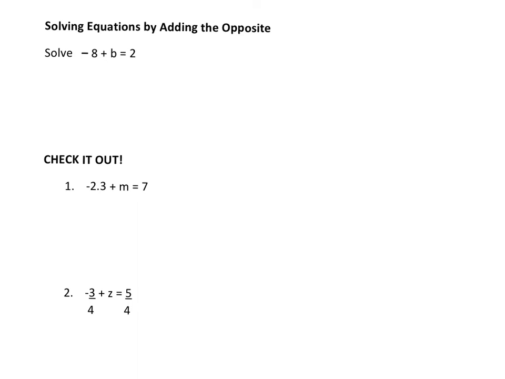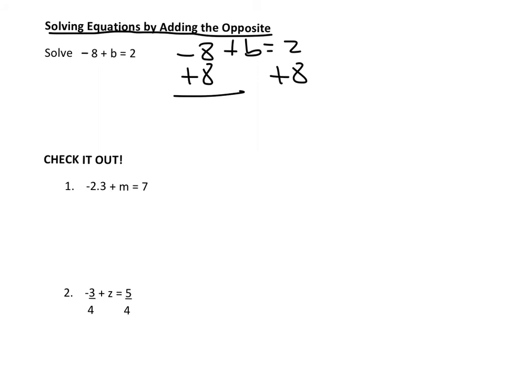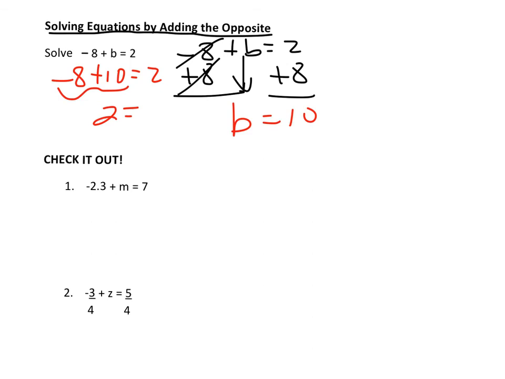Now, on these, it says we're solving equations by adding the opposite. That's sort of true, but it's still the same as what we've been doing. It's just they're out of place. Like this one, it's negative 8 plus b equals 2. I'm going to get the b by itself, so I'm going to add the constant to the other side. So plus 8, plus 8. Remember, what you do to one side, you do to the other. In order to move it to the other side, you have to do the opposite. So those two cancel out. You bring down the b, and 2 plus 8 is 10. If I go back and check that, negative 8 plus 10 equals 2. Yes, when you combine that side, you get 2 equals 2.